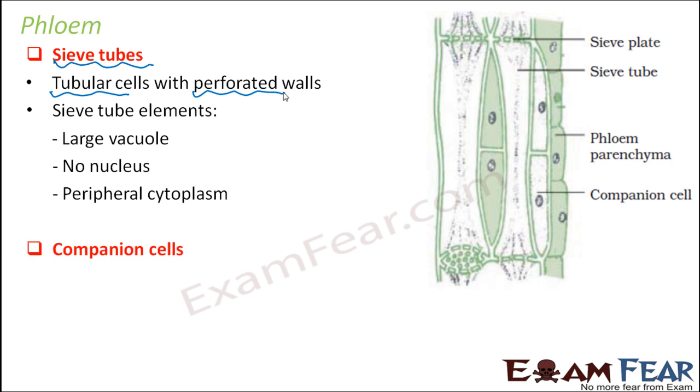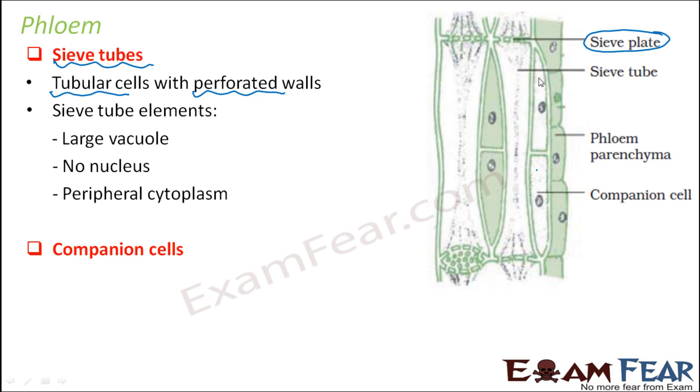Now sieve tubes are also attached to the companion cells. So if you look at this picture, you can see that companion cells are exactly attached to the sieve tubes. Now end walls are perforated. For these sieve tubes, if you look at their end walls, they are perforated. Small perforations can be seen, and this perforated end wall forms a sieve plate. This is known as a sieve plate.